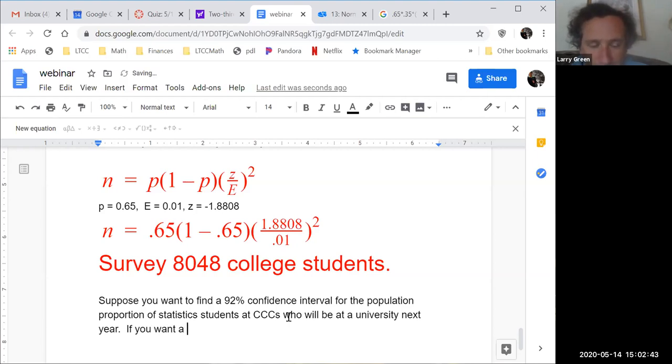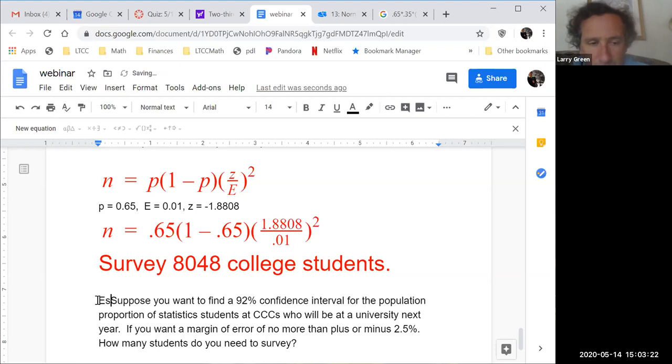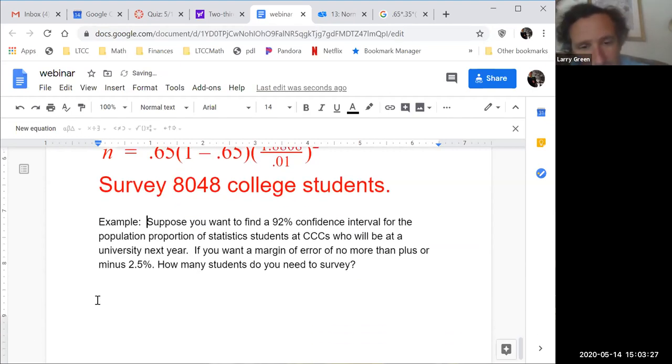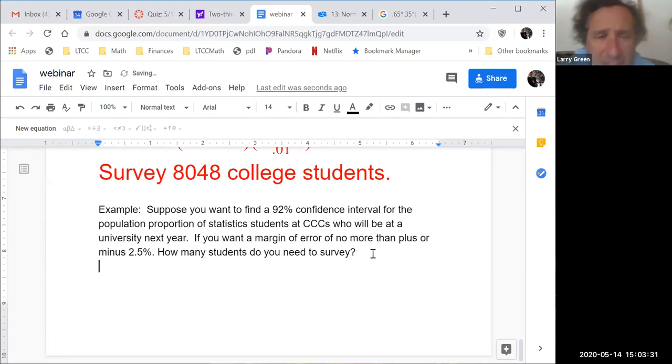If you want a margin of error of no more than plus or minus 2.5%, how many students do you need to survey? Let me write an example. Is the question clear? Any questions on the question? Not the answer, but is the question clear?